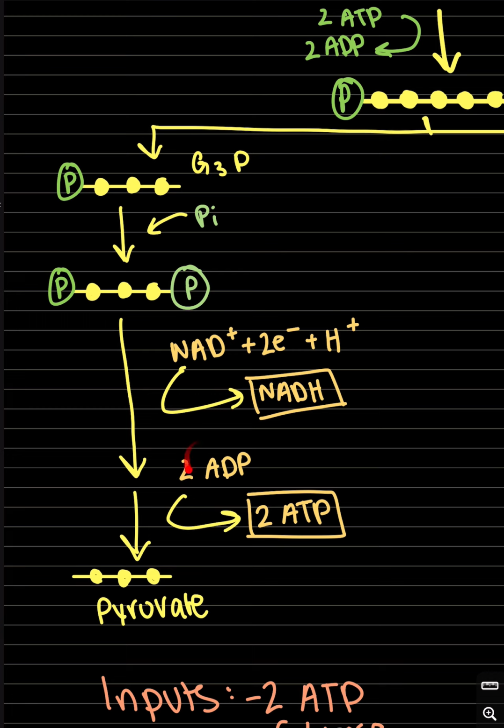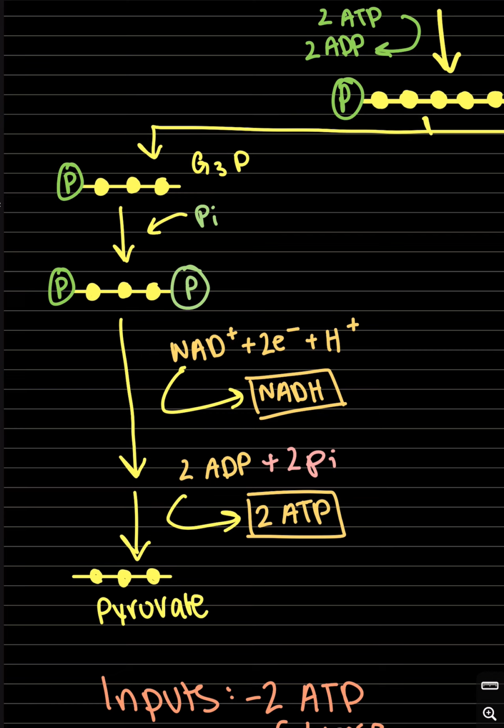And then in another series of reactions, we have 2 ADPs, plus 2 phosphate groups, and we're going to make 2 ATP. So on one side, there's 2 ATP being made and 1 NADH being made. And after these reactions, what is left is a 3 carbon compound named pyruvate.